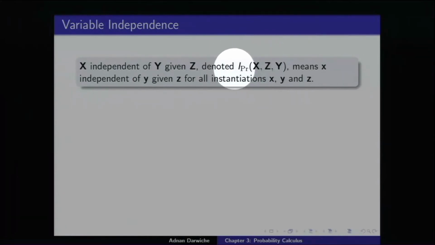This is with respect to this distribution. X is independent of Y given Z. What does that mean? Again, remember notation. A small bold x is one particular instantiation of these variables, one particular setting of these variables.